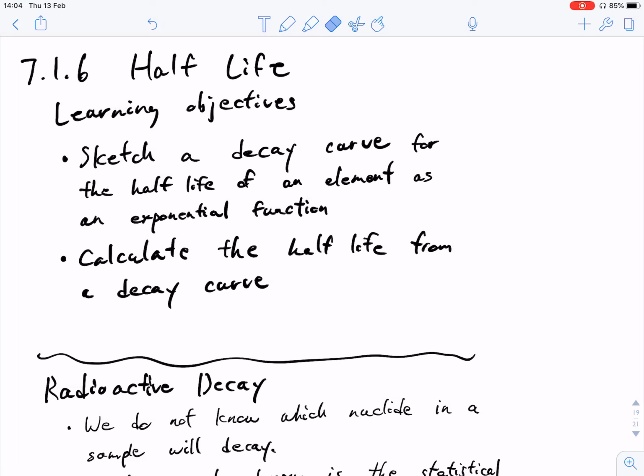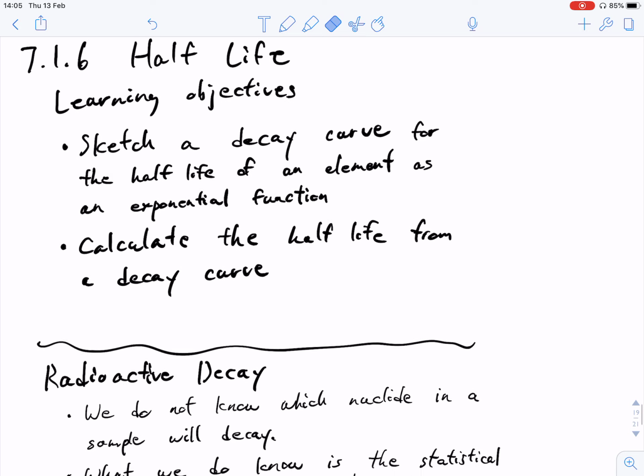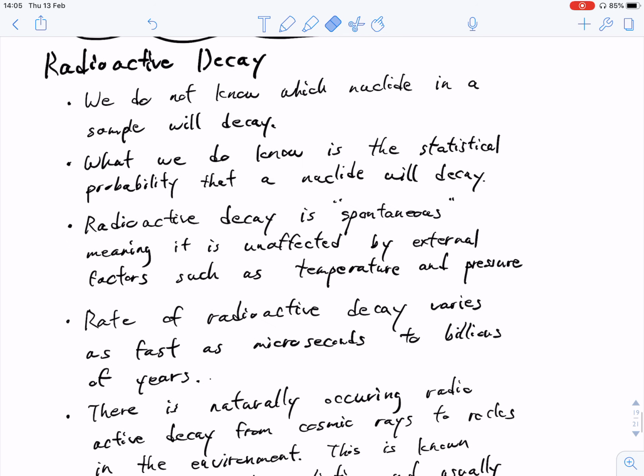Hey guys, welcome to the last video for chapter 7.1, where we're going to be looking at half-life. Some of the learning objectives for this lesson are to sketch a decay curve for the half-life of an element as an exponential function, and to calculate the half-life from a decay curve.